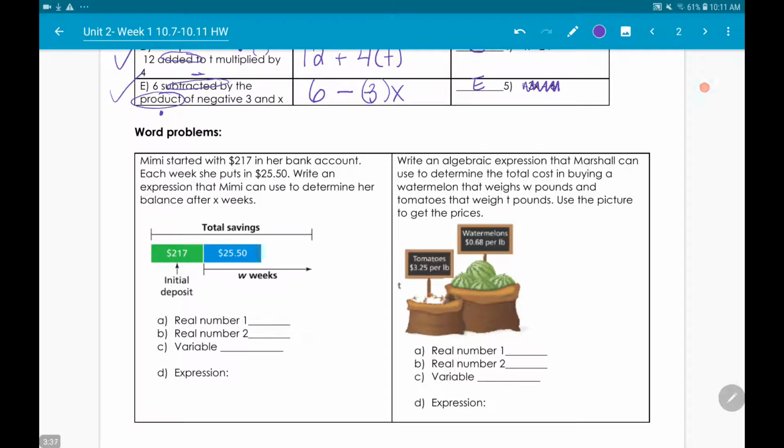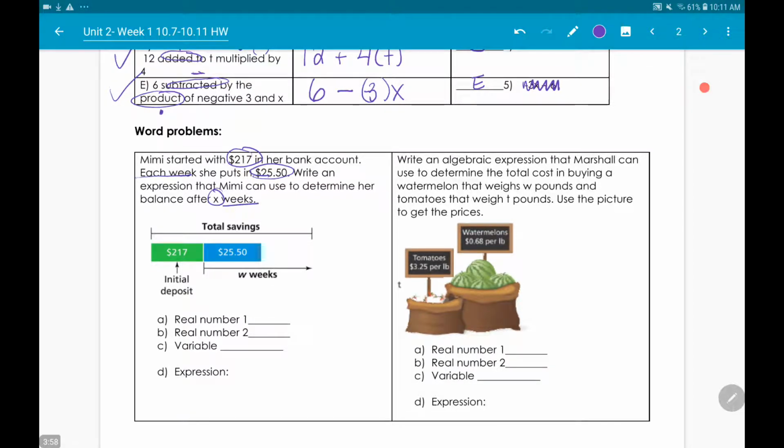Okay, now let's get into some word problems. We didn't see these today in class, but we're going to see them tomorrow, so let's preview them a bit. Mimi started with $217 in her bank account. Each week, she puts in $25.50. Write an expression that Mimi can use to determine her balance after X weeks.